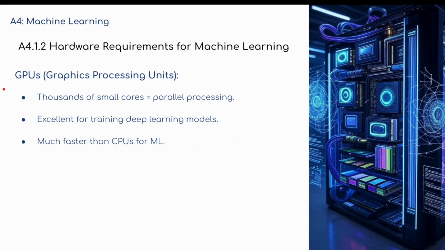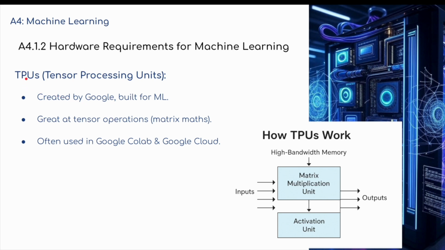Then we've got GPUs, the graphics processing units, thousands of small cores, parallel processing, excellent for training deep learning models, much faster than CPUs for machine learning. Okay, we've got TPUs, tensor processing units, and these were created by Google and built specifically for machine learning. Great at tensor operations, basically matrix maths, often used in Google Colab and Google Cloud.